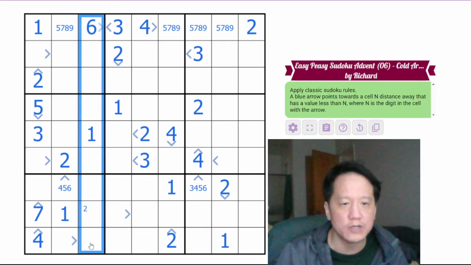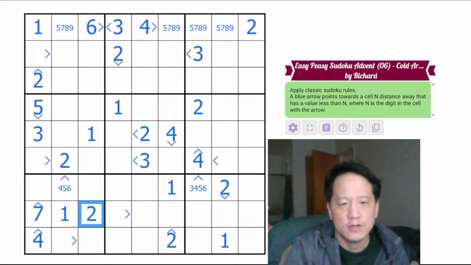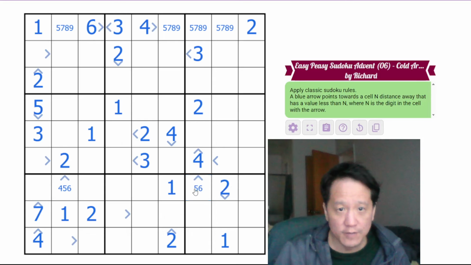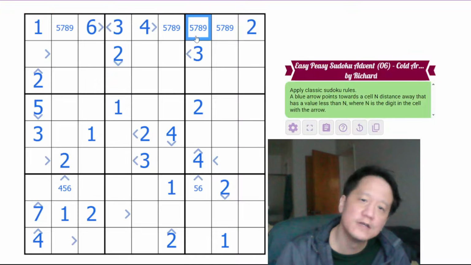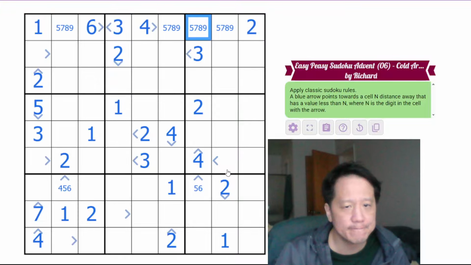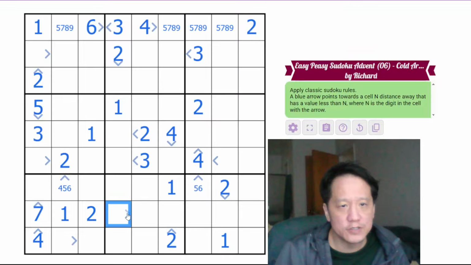Where is the 2 in column 3? It's there. So that's 2. This can't be 3 or 4. This must be 5 or 6 away. 5 away works because that's 3. 1, 2, 3, 4, 5, which is less than 5. 6 away works because that's 5 as a possibility. Let's see. This digit cannot be 1, 2, or 3, so this must be 4 or 5 away.